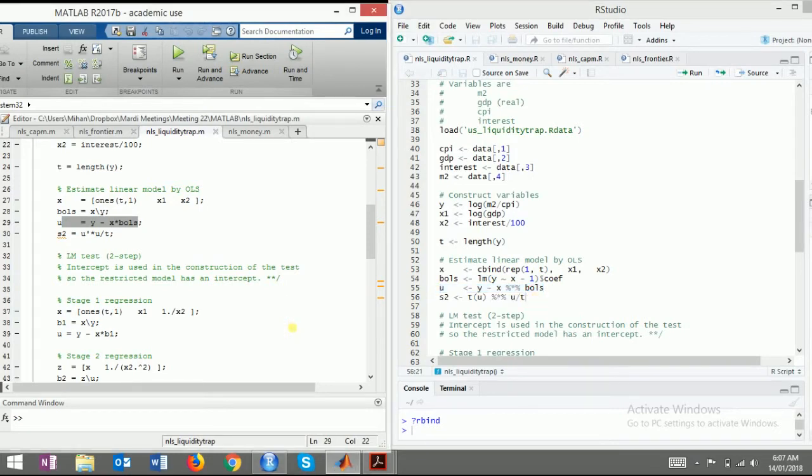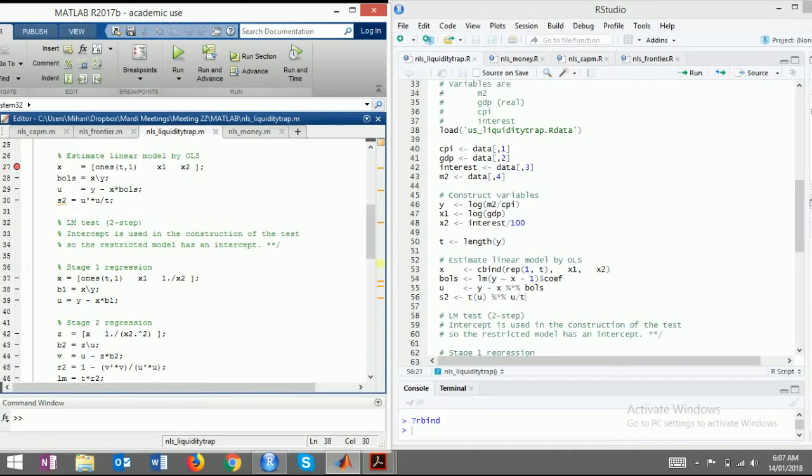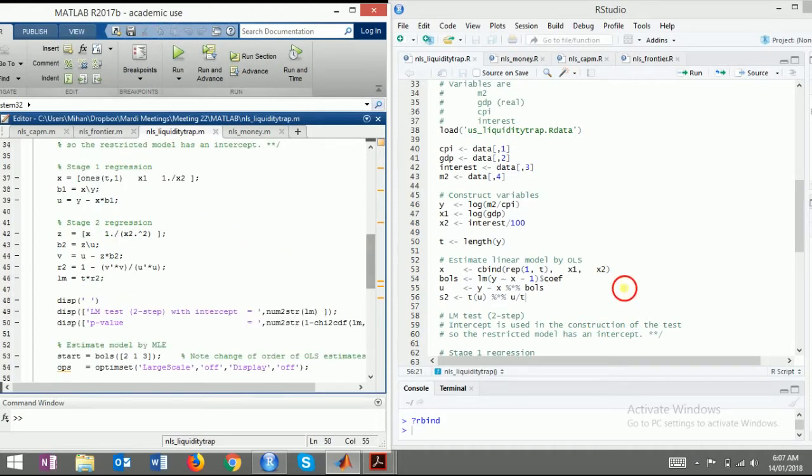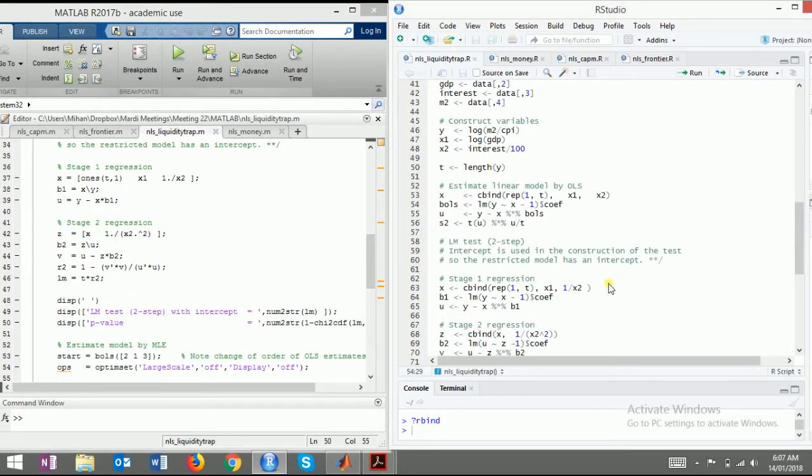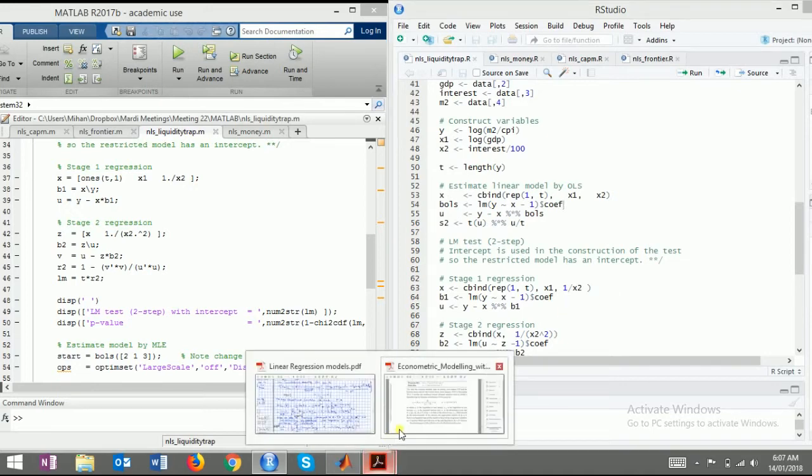Then two-step LM test, stage 1 regression. Again, what were our situation with the equation?